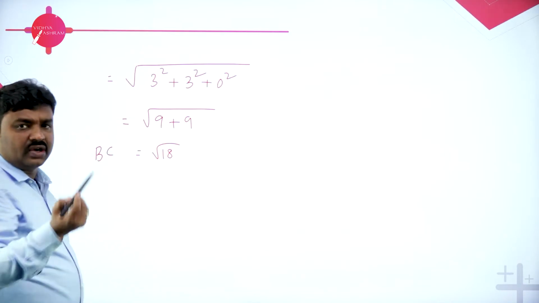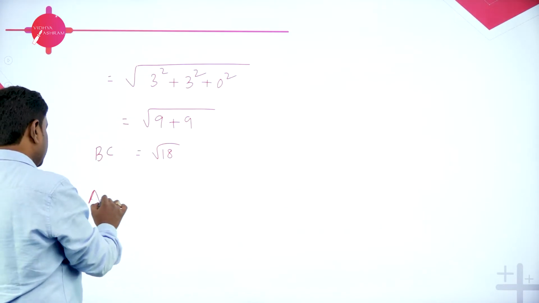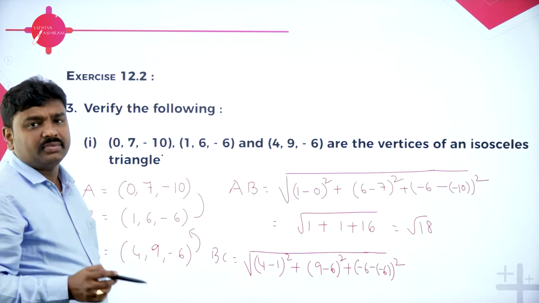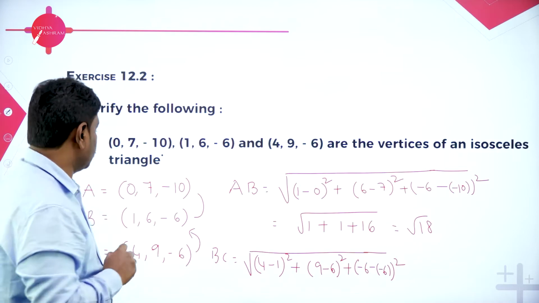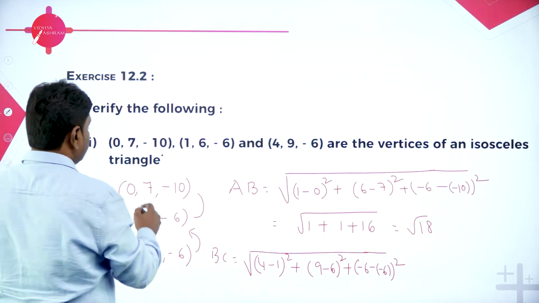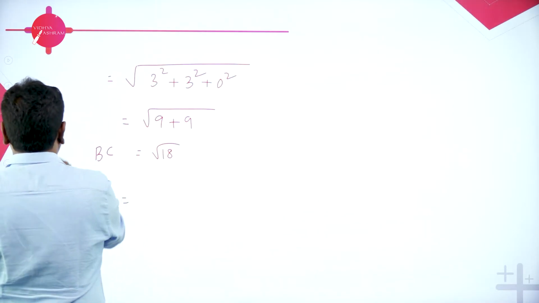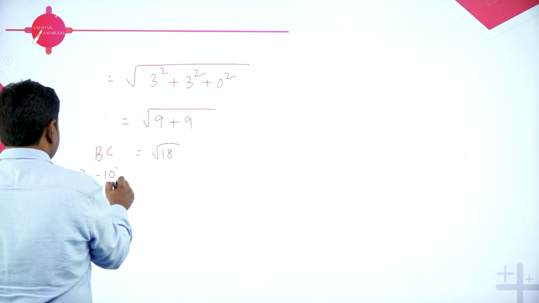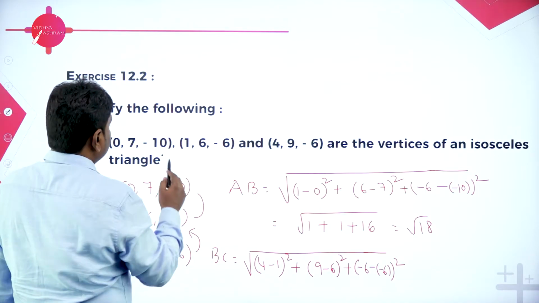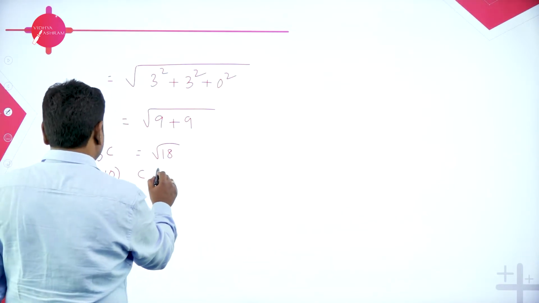So two sides are equal. Now we will find third side also, AC. Why we need to find AC? Because if all three sides are equal, we call it as what? Equilateral. So now AC means what? A is (0, 7, -10), the first point, and see last point, that is (4, 9, -6).